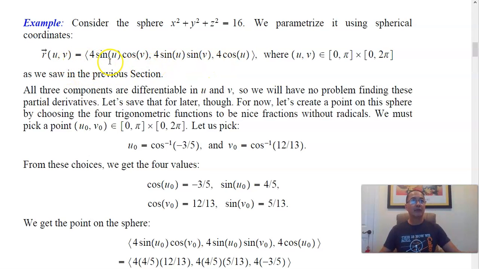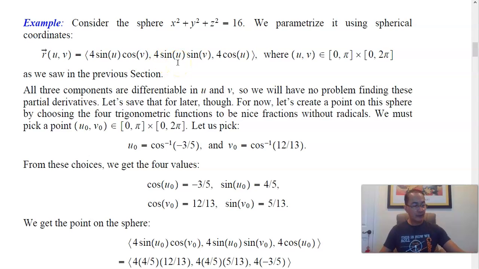Next we want the partial with respect to v. This time the u's are constant. So 4 sine u is a constant. And then cosine v turns into negative sine of v.